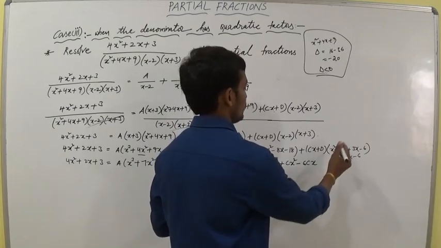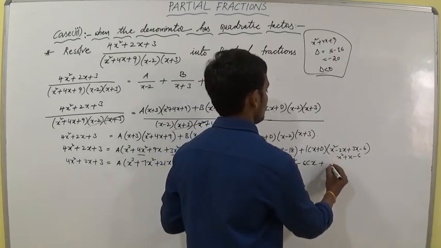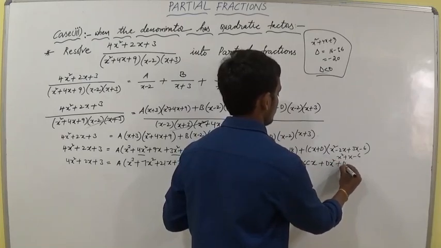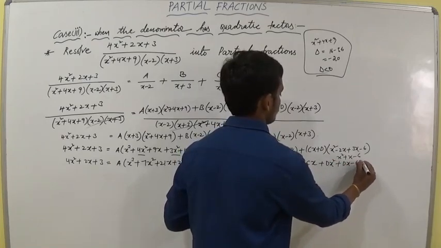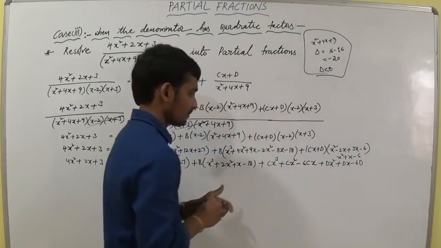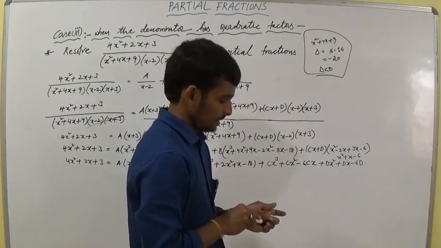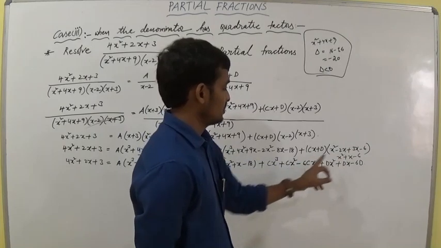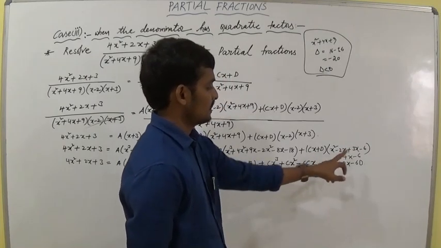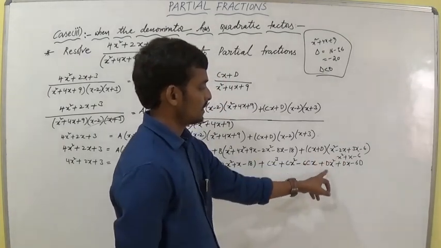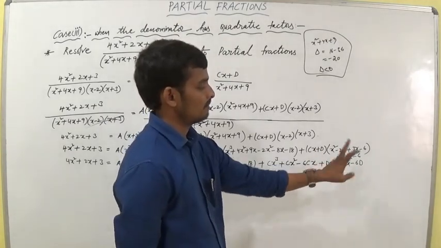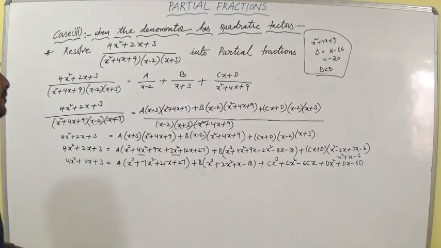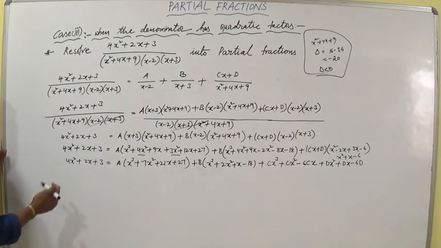Now multiply with the D. D into x square, Dx square, plus D into x, Dx, minus 6D. Once check. Cx into x square, Cx cube, Cx into x, Cx square, minus 6Cx, Dx square, plus Dx, minus 6D. Okay. Now again we should multiply with A, B, C's.